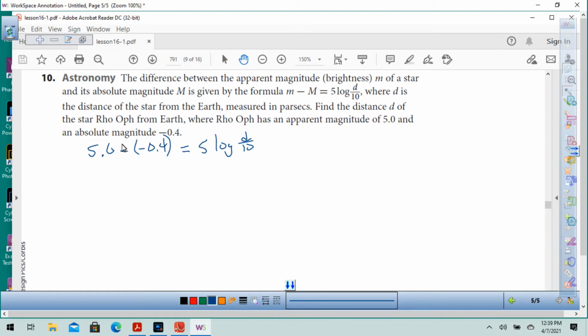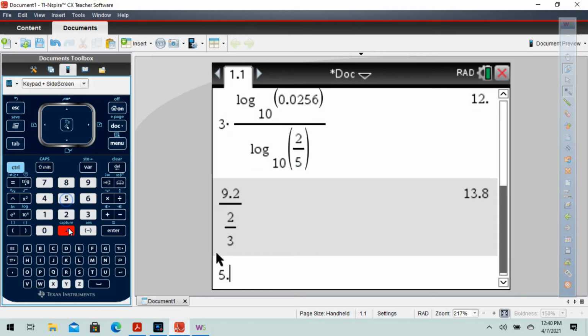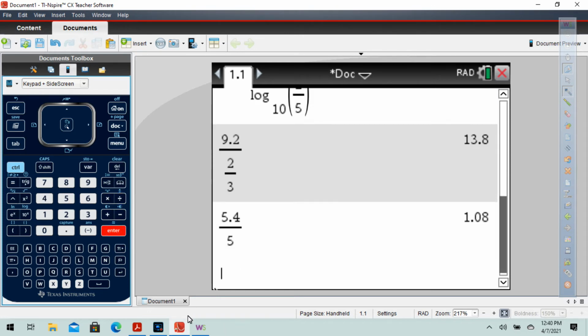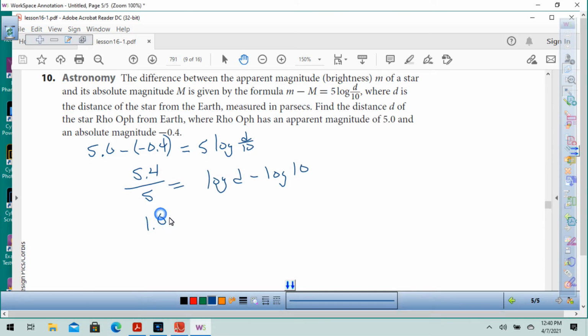All right, so that's going to give me 5.4, and then I'm going to divide both sides by 5. That gives me log D minus log 10. So 5.4 divided by 5 is 1.08. So I got 1.08 equals log D, and log 10 is 1. So if I add 1 to both sides, I got 2.08 equals log D.